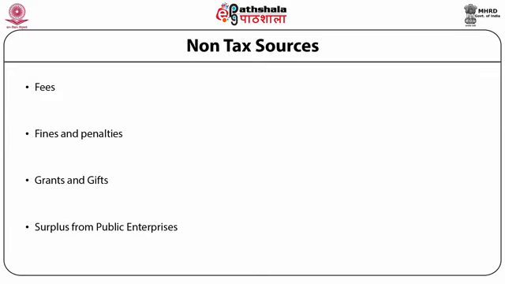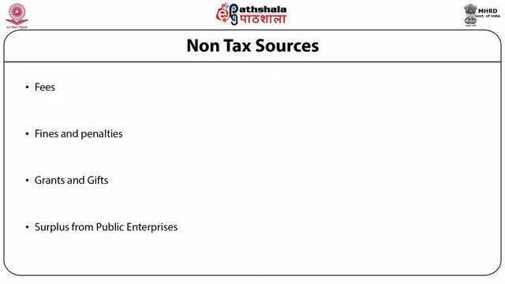Fines and penalties. Fines and penalties are imposed as a form of punishment or for non-compliance with the government rules. Fines are also quid pro quo, which means that you do not get anything in return for paying fines and penalties. Example could be your traffic challans, which are cut by the traffic police if you break the signal.